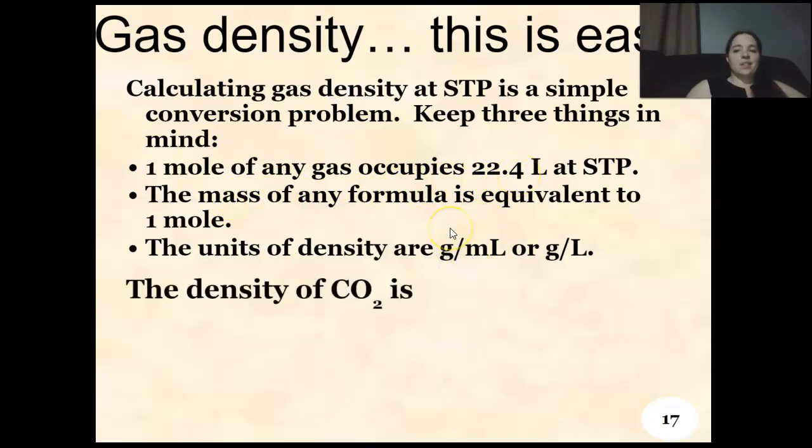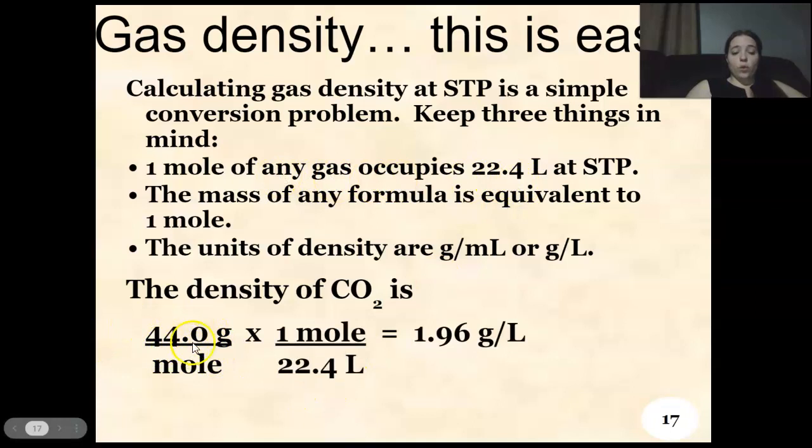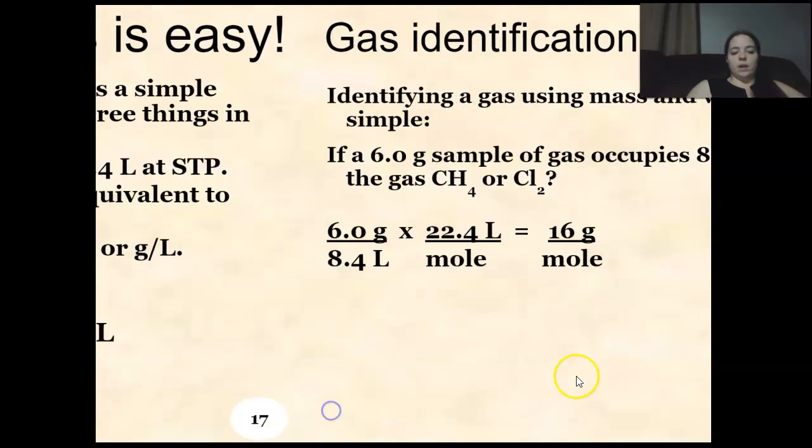Let's see. Density of carbon dioxide is, and we already know that 1 mole is 44 grams per mole, and 1 mole of any gas is 22.4 liters. So 44 grams per mole times 1 mole over 22.4 gives us 1.96 grams per liter. Simple.